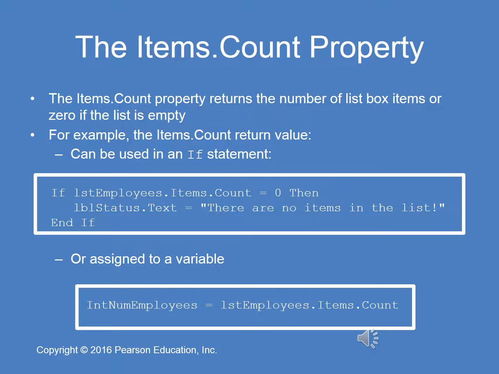Or you can assign the integer returned by the Items.Count property to a variable. Obviously, it has to be an int variable, and that code is in the box at the bottom: int numberOfEmployees = listEmployees.Items.Count.